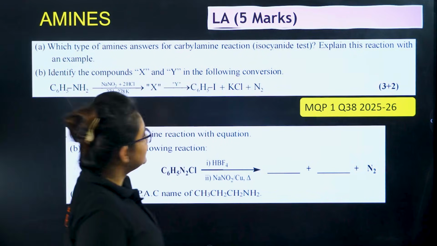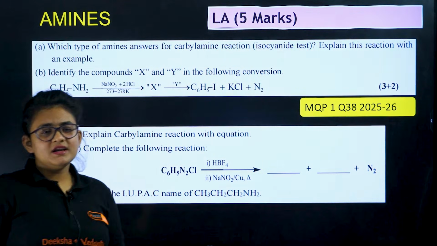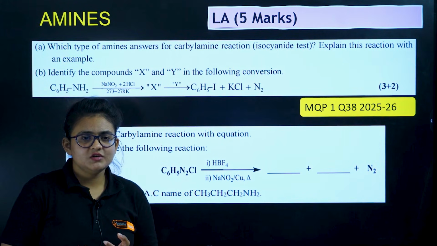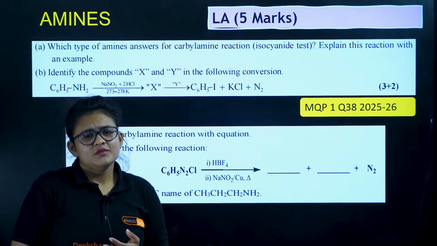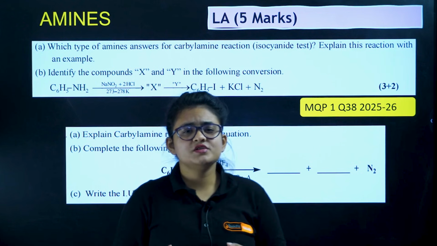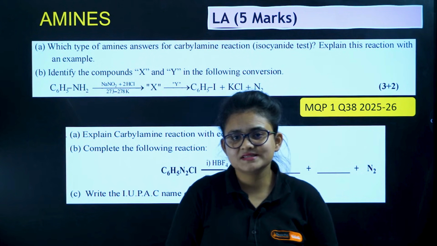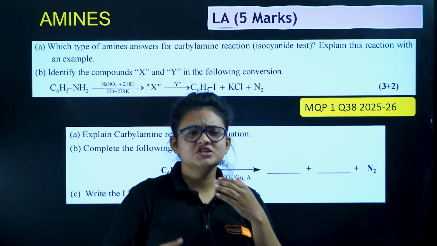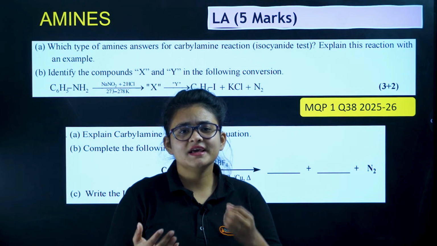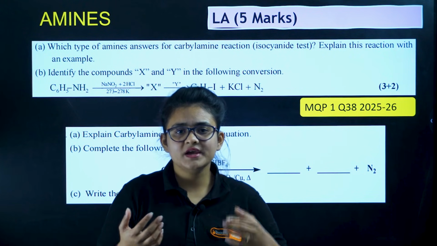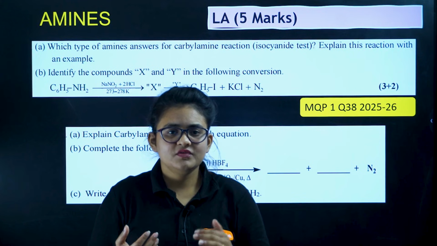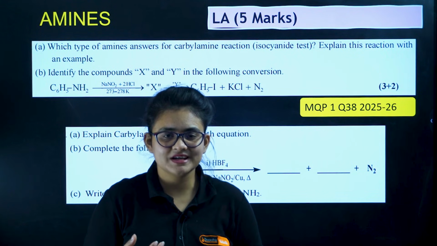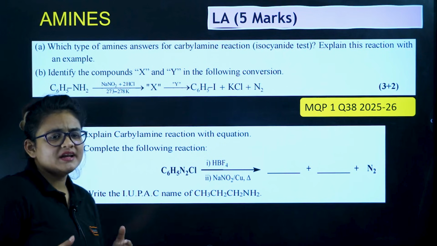You can see here comes amines. From amines, some conversion based questions you can expect, but a few direct questions can also be asked, like Gabriel phthalimide synthesis or Hoffmann bromamide reaction. These types of reactions are direct questions. Or the Hinsberg reagent: how we are supposed to differentiate between primary, secondary and tertiary amines using the Hinsberg reagent. So these types of direct questions you can get.